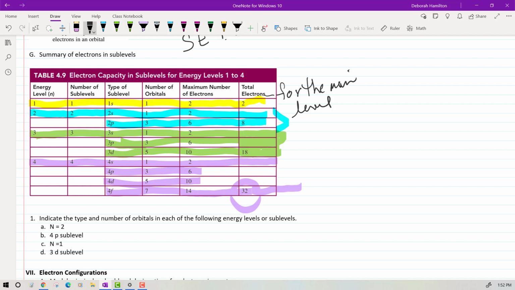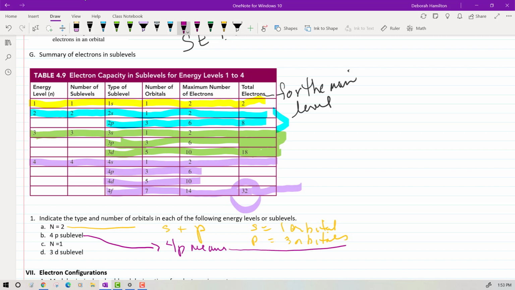All right, so if n equals 2, then we're talking about the S and P sublevels. So that's the type of orbitals we're hearing. S sublevel means 1 orbital. P means 3. If we're talking about just the 4p sublevel, the 4p sublevel has 3 orbitals. It means the same thing, 3 orbitals only.